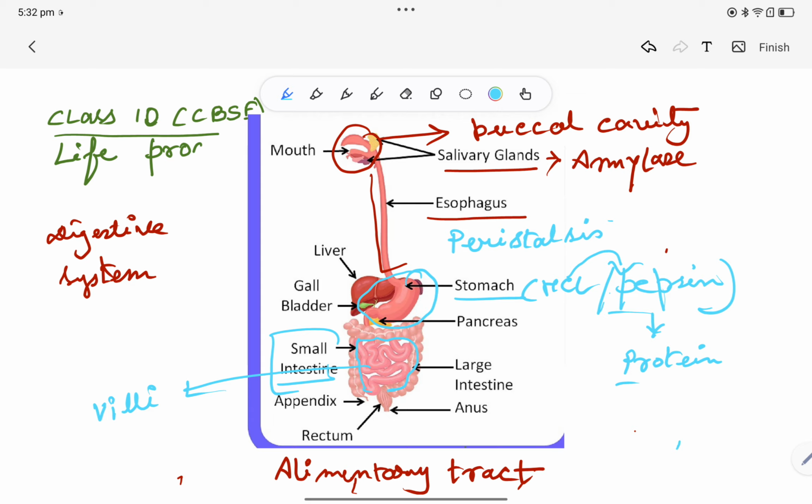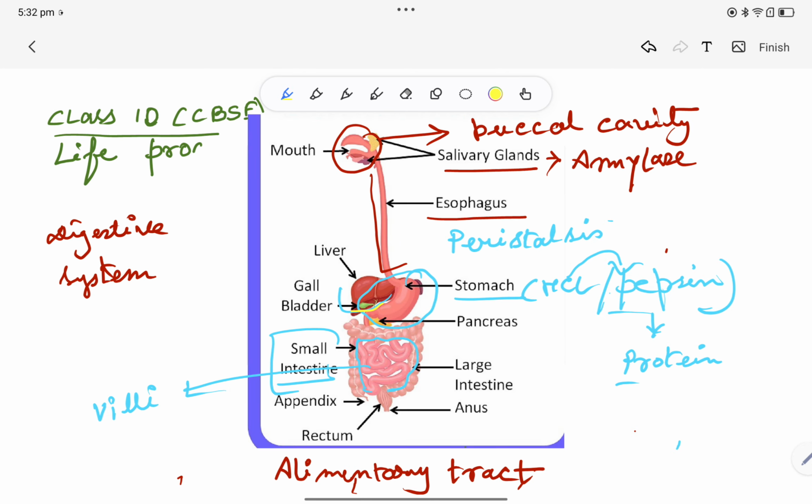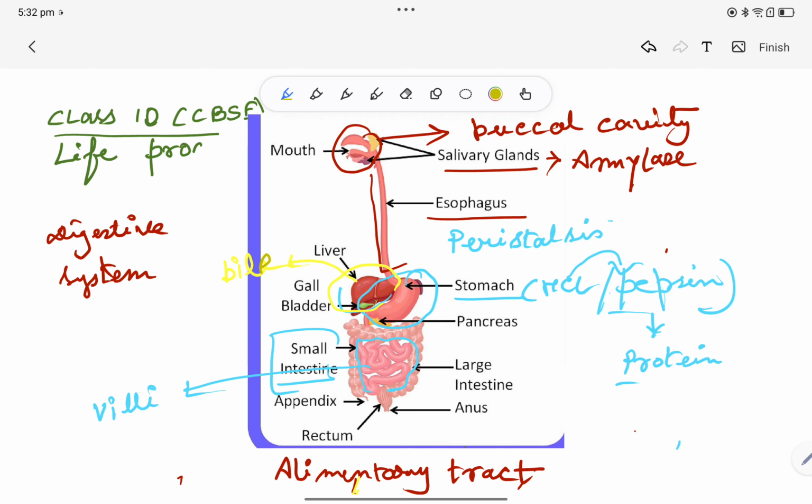what do we have? We have some more organs which help in digestion. First one is liver. This entire portion is liver. Fine. Liver produces bile. Okay, liver produces what? Liver produces bile.